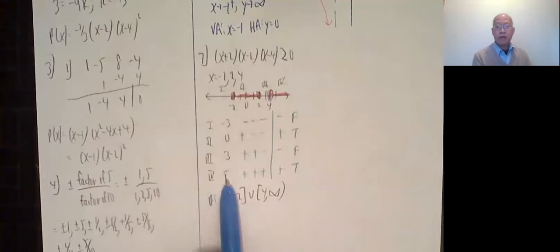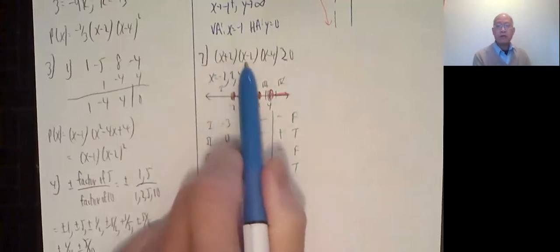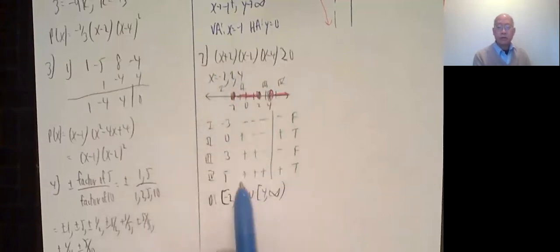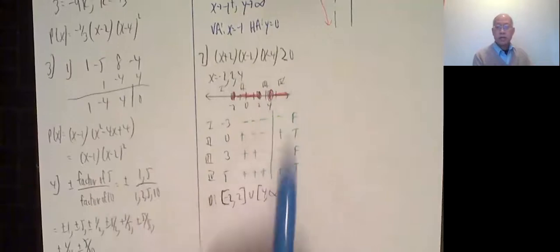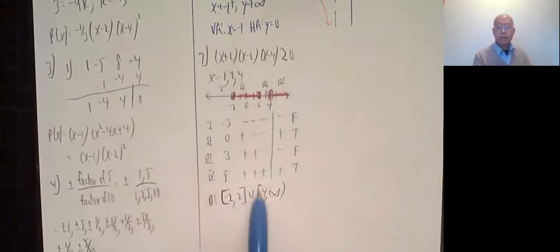And finally, region 4, 5. They're all positive: 5 plus 2, 5 minus 2, 5 minus 4. Multiply them together, you have a positive. Is a positive greater than or equal to 0? That's true. Shade that region in. So we have bracket -2, 2, bracket, union, bracket 4 to infinity.